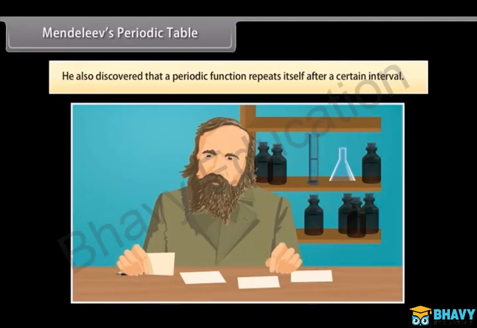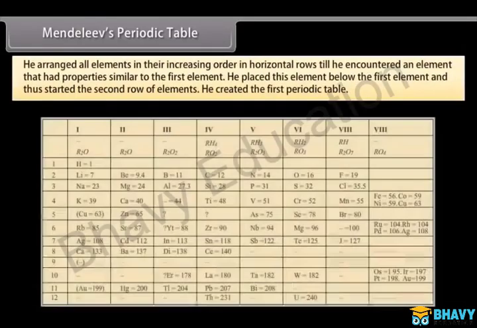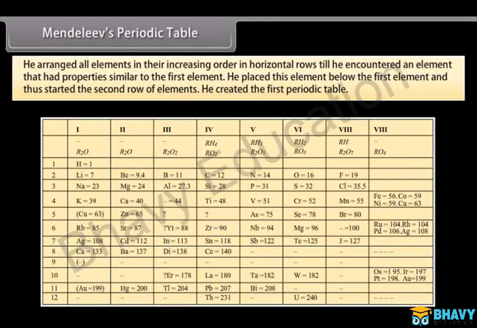Hence, according to the periodic law, the chemical and physical properties of elements repeat themselves after certain intervals when they are arranged in the increasing order of their atomic mass. A tabular arrangement of the elements based on the periodic law is called a periodic table.